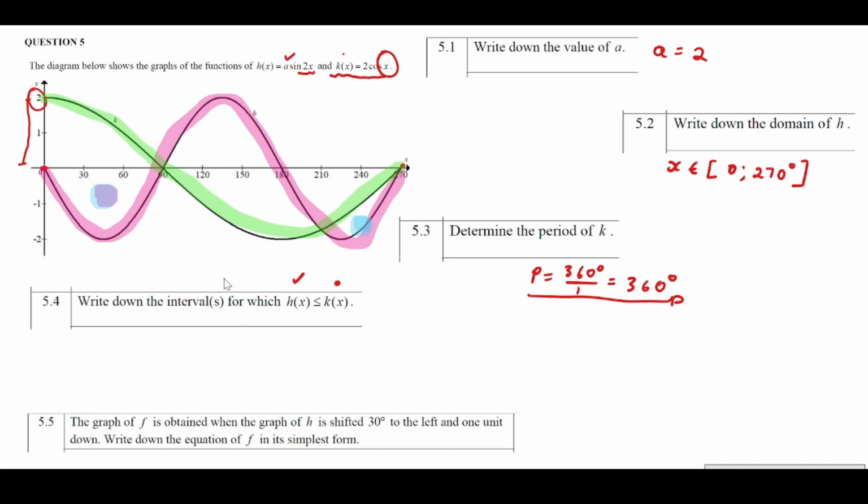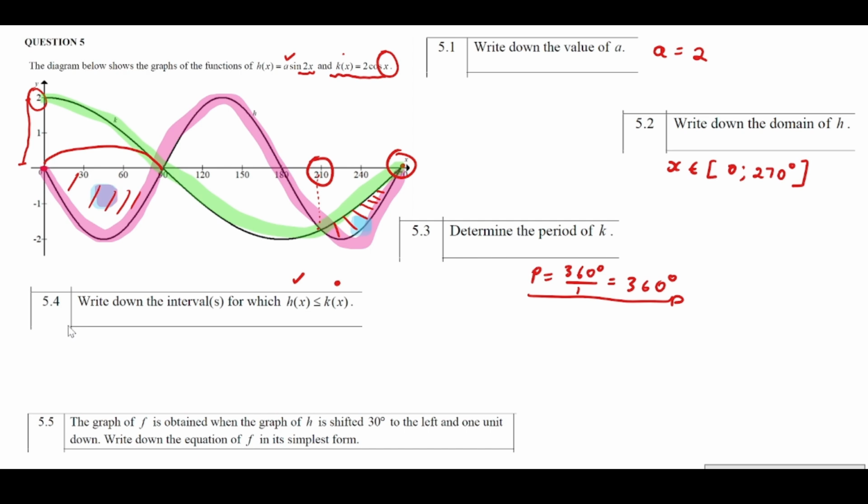So they want those values of x. Firstly, it is below from 0 to 90 degrees. That's where it is below. And then also this portion here. Do you see that portion? That's where the graph of h is below. So the value of x, we can say it's 210 degrees to 270 degrees.